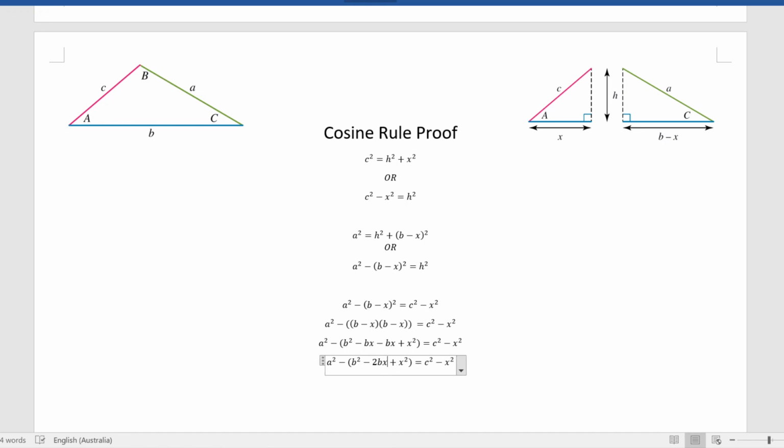Hopefully that's not too confronting for you, but that's just expanding two brackets, pretty easy. What I'm going to do for my next step: see this minus out the front here. That's equivalent to -1 times everything in the bracket. So I'm going to expand that bracket out. It becomes -1 times b squared is minus b squared. -1 times -2bx is going to be plus 2bx. And then -1 times positive x squared gives me minus x squared. Now I've expanded that bracket, I can get rid of it.